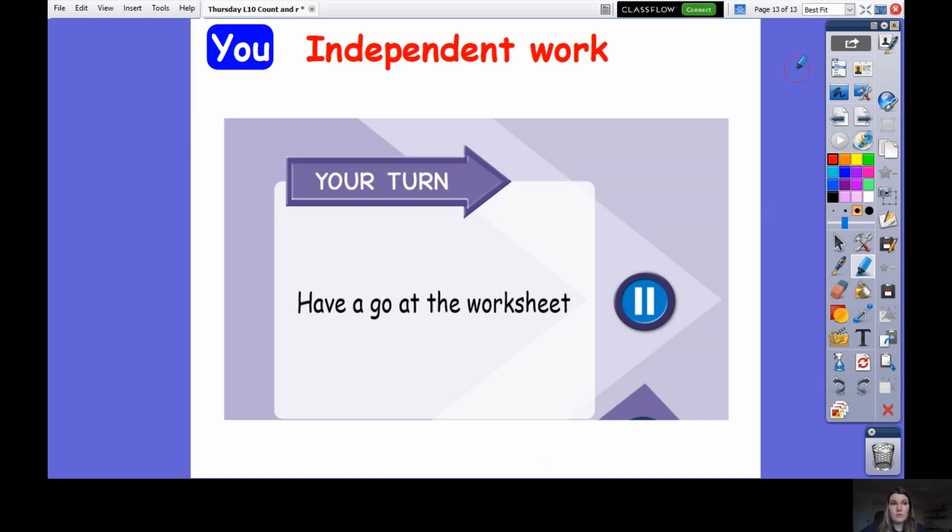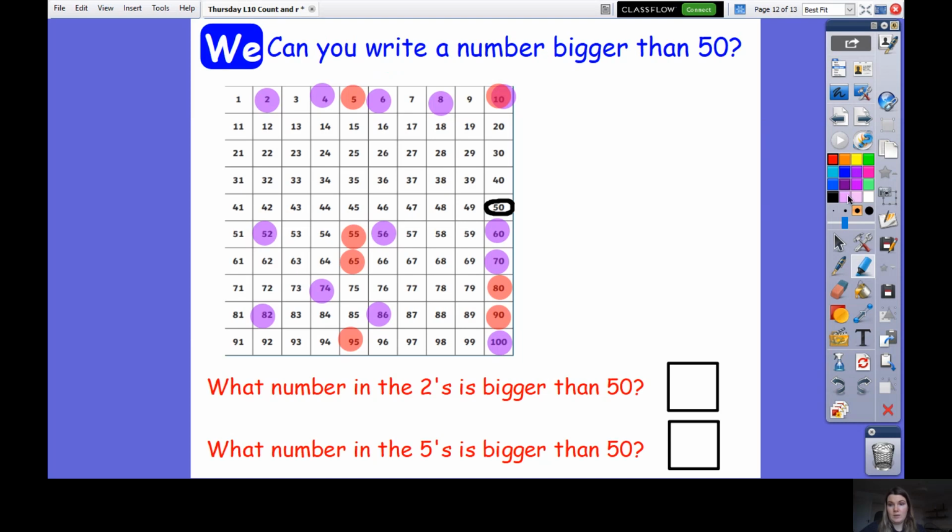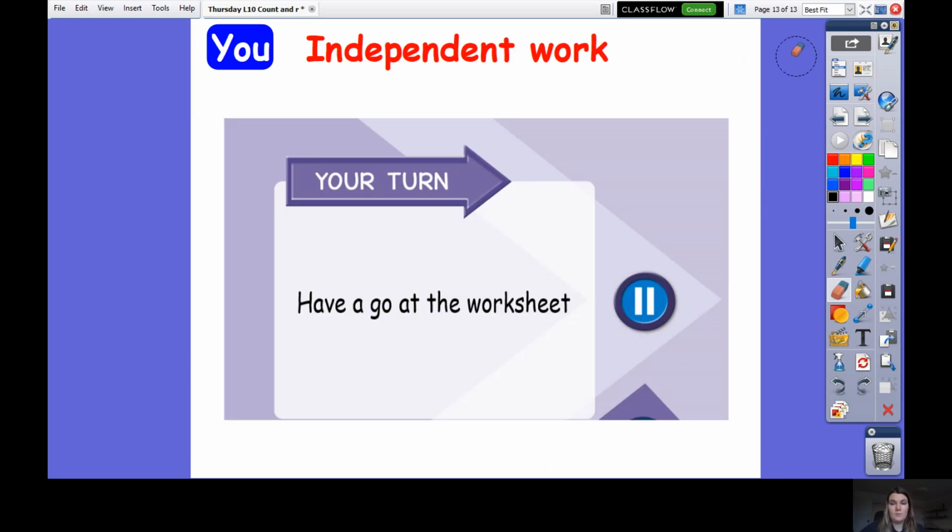Remember, you can use the number grid that's going to be on the sheet to help you, or you can freeze my screen and use the number grid on my screen. Okay, what you can do is we can rub this all out and you can freeze this screen and you can use this grid if you want to. So you can pause me here and use this grid, or you can use the grid that's going to be on the worksheet for you.